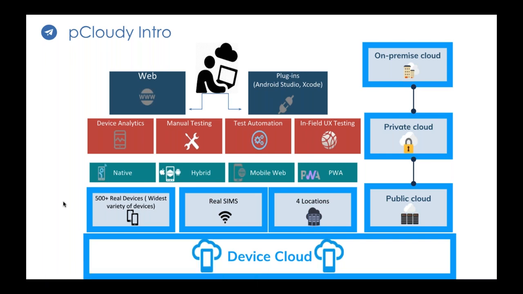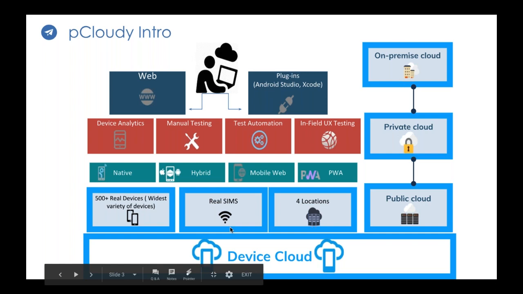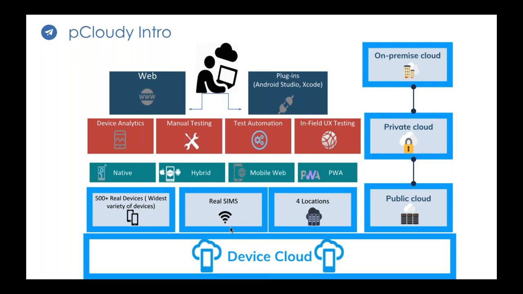As I said just some time back, we have more than 500 real devices, which may I add is best in class in terms of our competitors. When you compare them with our competitors, nobody in the market has such a wide variety of devices and such a wide range of devices, and such a wide number of devices also. Many of our devices have real SIMs in them, wherein you can test use cases that involve calling or messaging or any operator specific or network specific test cases.